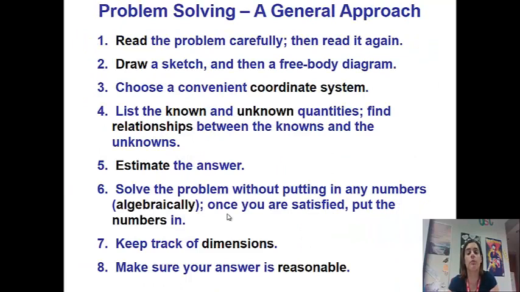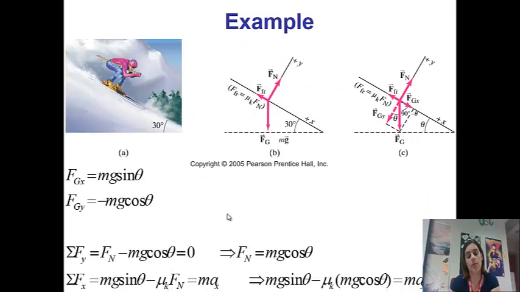Okay, so some problem solving approaches. Read the problem carefully, read it again, draw a sketch with a free body diagram, choose a convenient coordinate system. So for the incline, take that coordinate system and tilt it. List the known and unknown quantities, find the relationships between them. You'll be able to pick Newton's second law almost always. Estimate the answer, solve algebraically. So with the estimation, does this seem reasonable? Keep track of your dimensions, double check. Okay? All right, here's an angled problem.